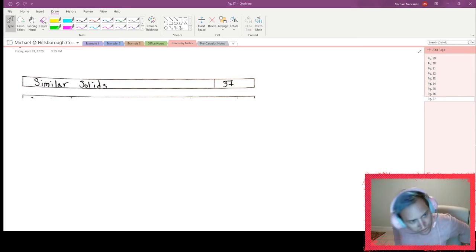Hello everyone, so we're on page 37. We are going to talk today about similar solids, and this is actually us wrapping up three-dimensional shapes.